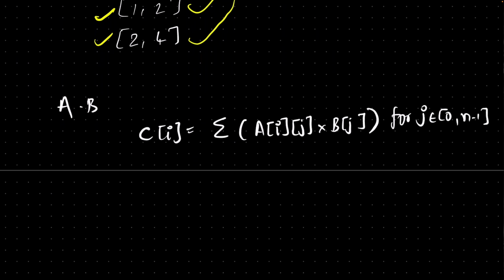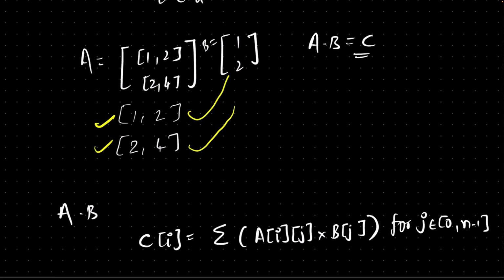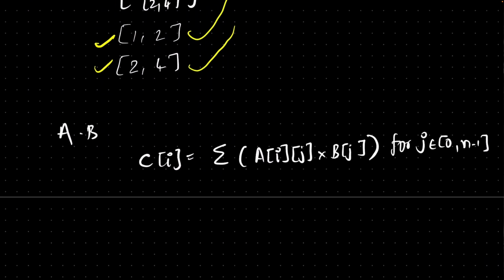So essentially, C will have two values. This value is equal to the first row's dot product with the entire vector, and this one will be the second row's dot product with this vector. That's what this formula is saying. You can pause for a bit and satisfy yourself that this is exactly what this formula does.